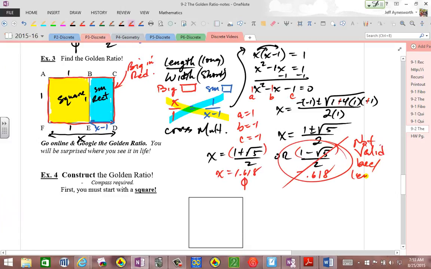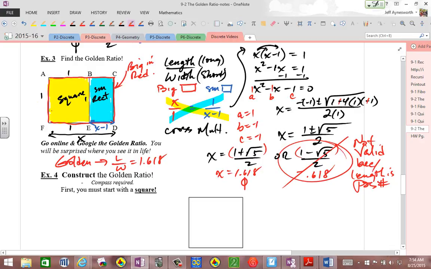Because length has to be a positive number. So we got the golden ratio. It's exactly 1 plus root 5 over 2, or approximately 1.618. So we can say that if it's golden, the length to width ratio is always 1.618. That's how we test to see if it's golden.